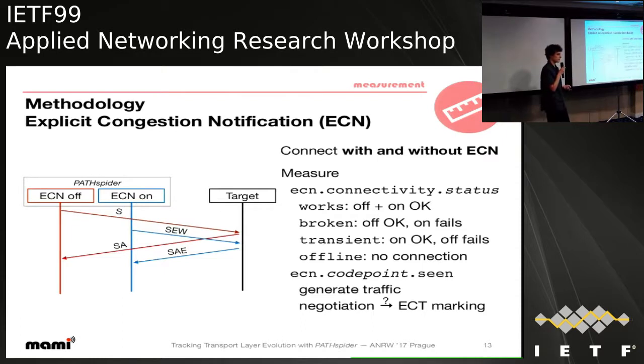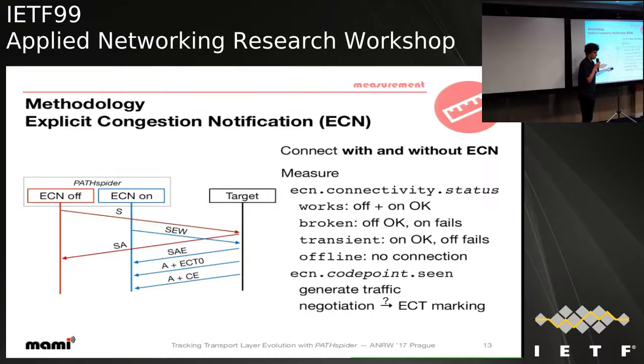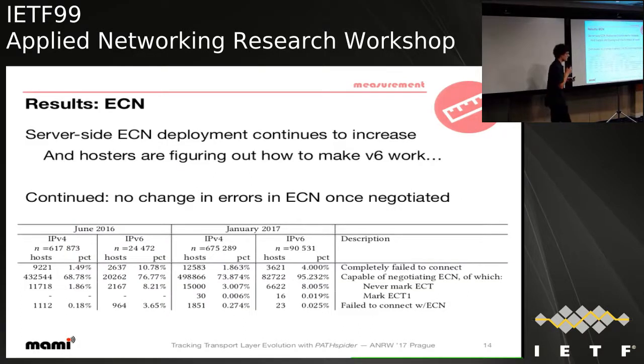And then if the ECN connection is working, we will load the TCP connection a bit more, and we'll see if we receive any of the ECN code points. So we see whether we're actually also doing ECN after negotiating it. So results: we see that server-side ECN deployment keeps increasing, which is nice. It also keeps increasing on V6, where before it was a bit flaky, it's now actually getting quite good. And we also see that after you negotiated ECN, there are still some impairments, but the level of impairments there is staying quite static over time.